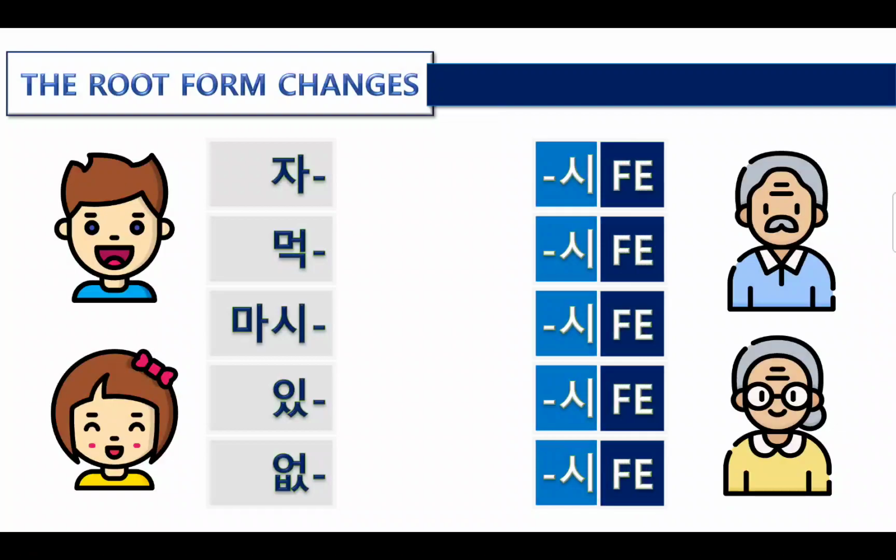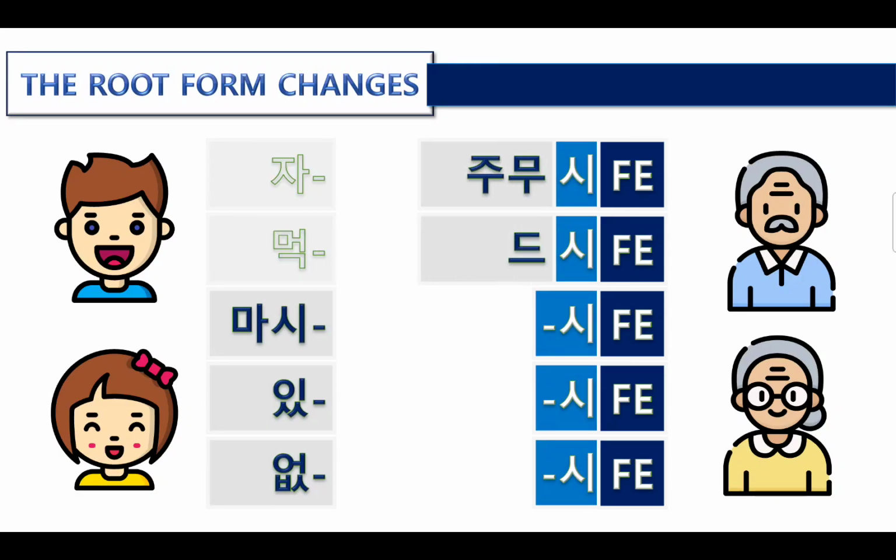So here, when we put 시 behind 자다, sleep, 자 changes to 주무시. Okay, 주무시다, 주무세요, sleep. Then 먹다, eat. When you put 시 behind 먹, 먹으시 is wrong. So 먹 changes to 드시. 마시다, drink also. When we put 시 behind 마시, 마시시? No. 마시 changes to 드시. So the same, right? 먹다, 드시다.